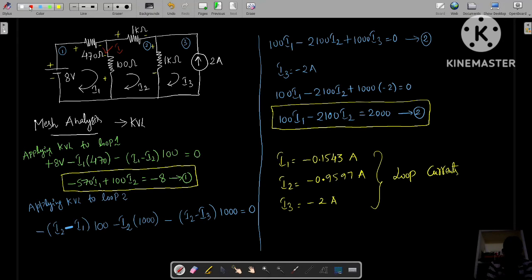I. So that I is nothing but, if you see the diagram, I1 is flowing from top to bottom, I2 is flowing from bottom to top. I is in the same direction of I1. That's why I is equal to I1 minus I2, because I is flowing like this. Okay, and I1 is flowing like this, and I2 is flowing like this. In order to know this current, we need to subtract I2 from I1. So I is equal to I1 minus I2.